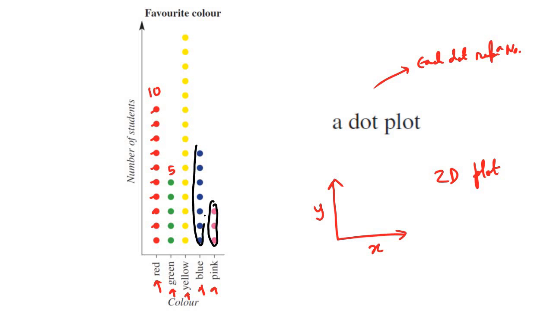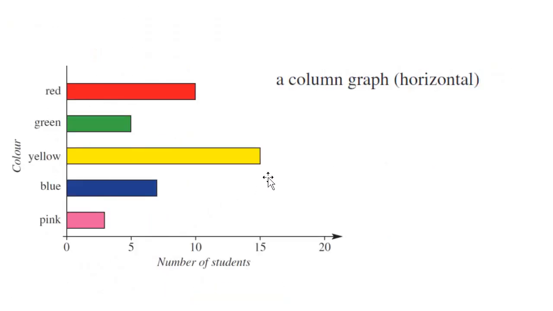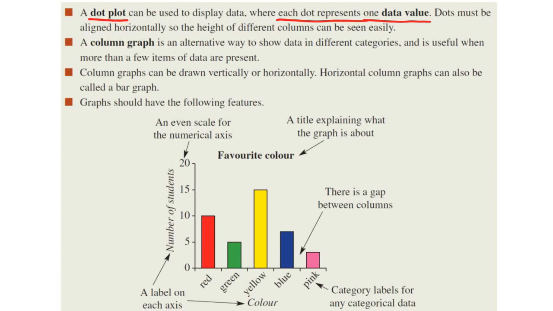You see, they are all aligned perfectly, not horizontal, so that we can count them and we can see what group they belong to. Okay, fine. Next is, yes, a column graph.